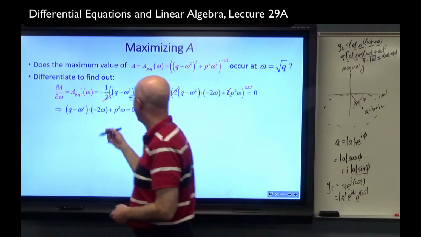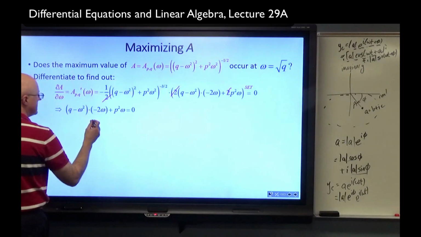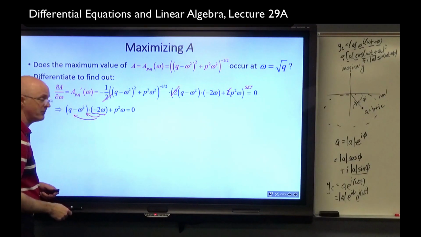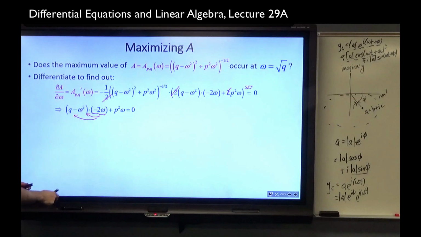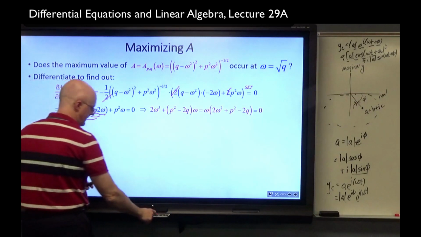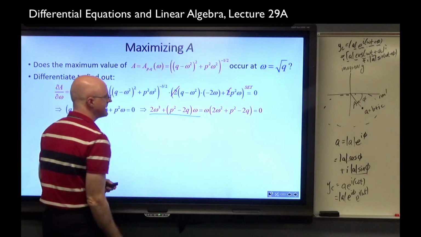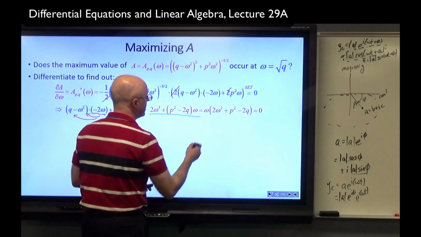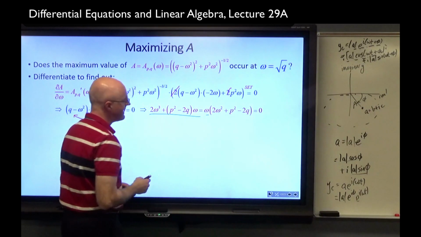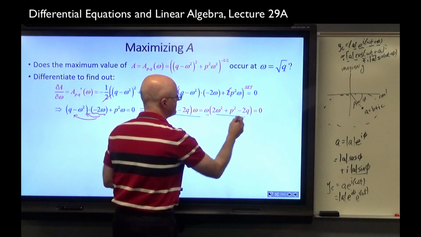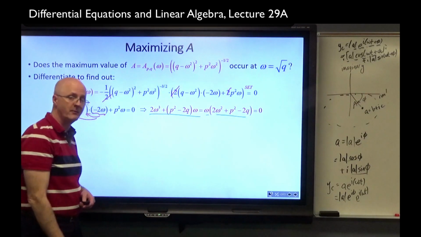Then expand this out. Multiply the negative 2 omega through the parentheses here. You're going to get a positive 2 omega cubed. You'll get a negative 2q omega. You still have the p squared omega. You can rewrite it like this as a cubic. We're setting it equal to 0 and solving for omega. Omega can be factored out, so one solution is omega equals 0. The other solutions can be found by setting that equal to 0 and solving for omega.